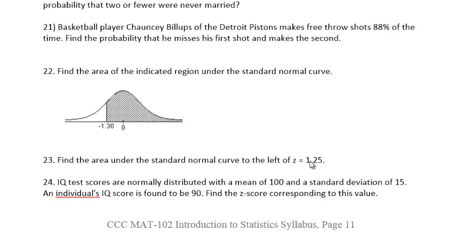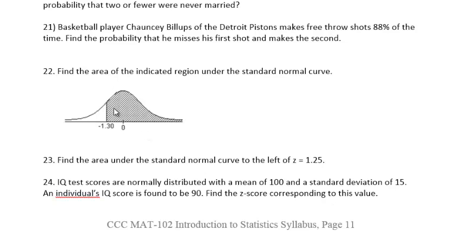If they wanted to the right, let's say they wanted to the right of 1.25. Well, to the right of 1.25 is 1 minus 0.8944, which is a little over 10%, about 10.56%. The reason is to the right, they want everything above 1.25 standard deviations above the mean. Here they want everything to the left, everything below 1.25 standard deviations above the mean.